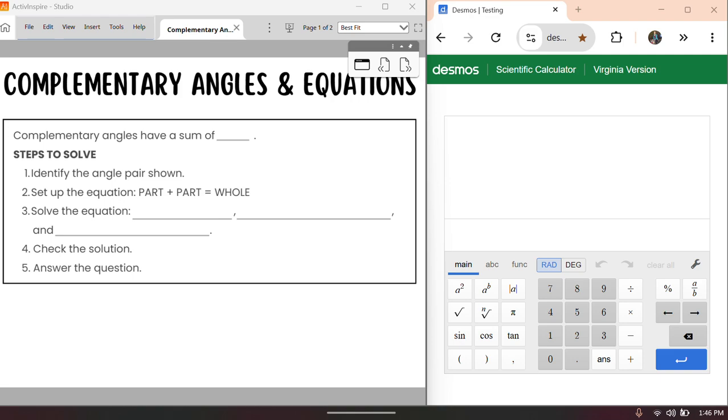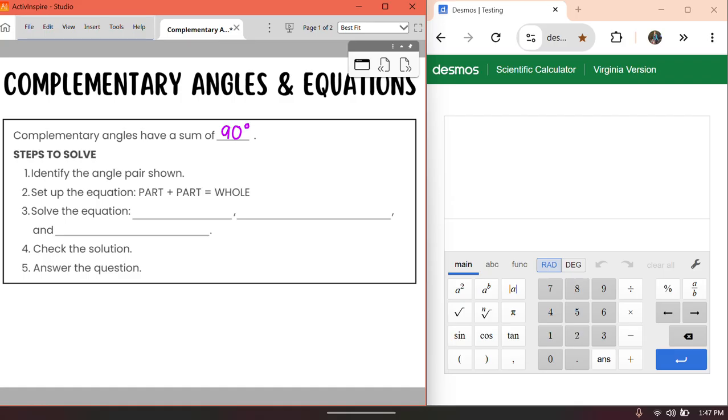Hey, everybody. Today we are really focusing in on complementary angles. So, hopefully, you are already familiar with what complementary angles are. It is two or more angles that have a sum of 90 degrees. Okay, what we're going to do today is going to be a little bit trickier than maybe any of the ones that you've done before.